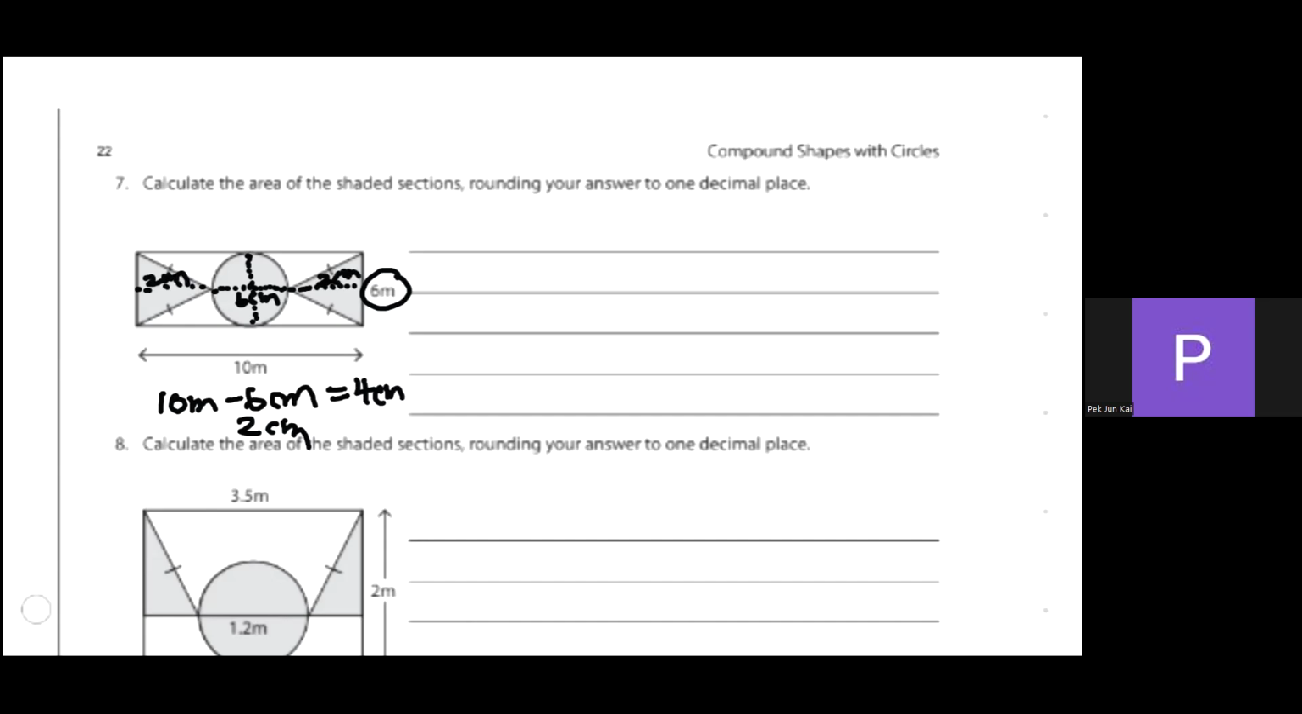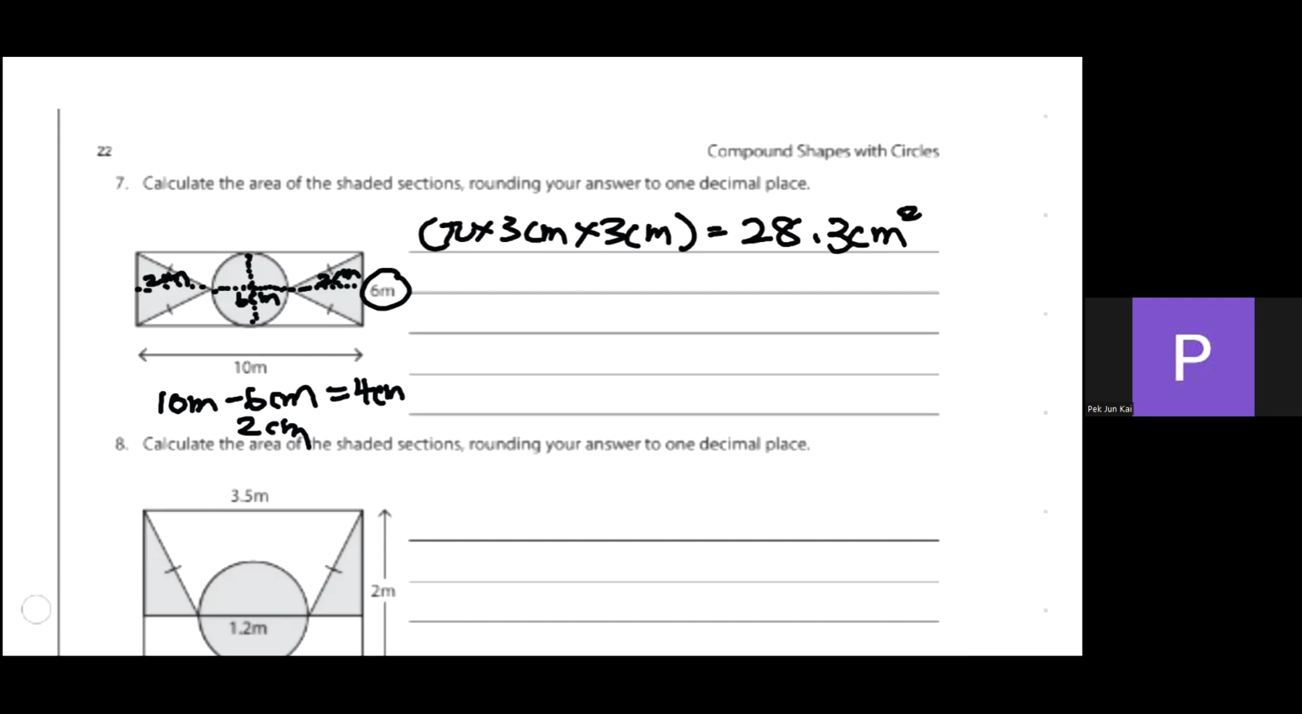So now we can calculate the area of the circle first. So pi times the radius of the circle, which is 3 cm, times 3 cm, we would get 28.3 cm squared. Now we can calculate the area of both of the triangles.